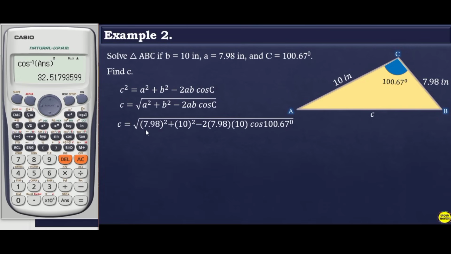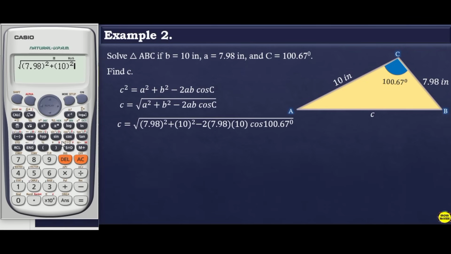Your A is 7.98 squared plus your B is 10 squared, minus 2 times your A is 7.98, your B is 10, times cosine 100.67 degrees. So, let us solve. So, again, una muna natin gagawin is the square root. Ito po muna. And then, this one, wag po natin kalimutan yung ating may exponent. So, open parenthesis 7.98, and then close muna natin bago tayo mag-squared. And then, next, plus. Click po natin yung plus. Ito po ulit, open parenthesis, we have 10. So, close and then squared.